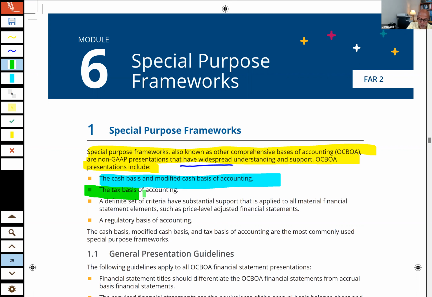Maybe for whatever reason, an entity has chosen to prepare, well, they'd have to prepare their tax return following the tax basis, but then they'll go further and generate a set of financial statements that follow the tax basis of accounting. Could be perhaps a regulatory basis of accounting. So what's an example there? There were some years back where I was on an assignment where we were looking at how insurance companies were being regulated. This is when I was back with the Government Accountability Office, GAO, the federal government.